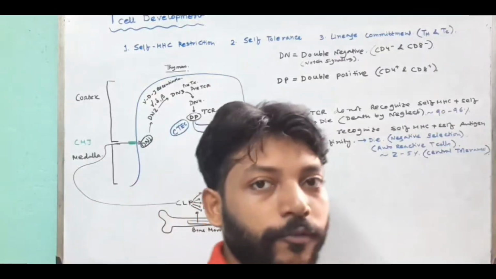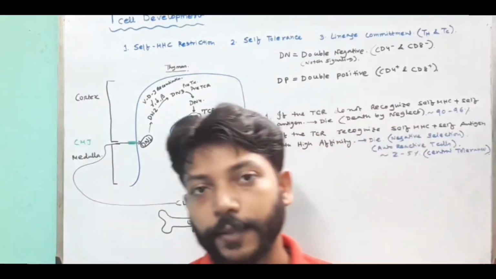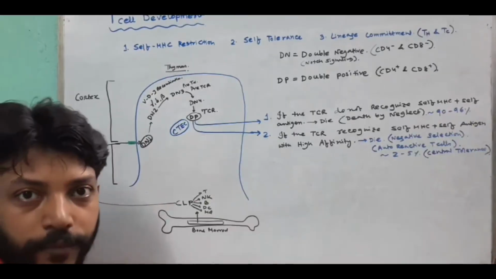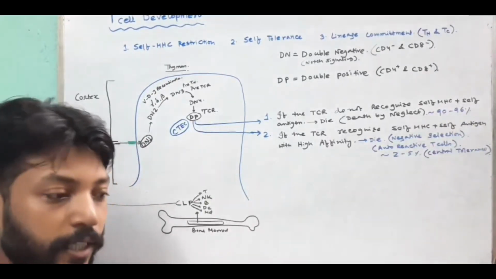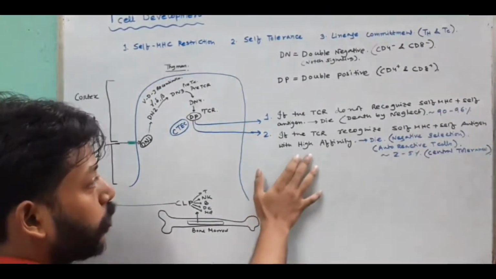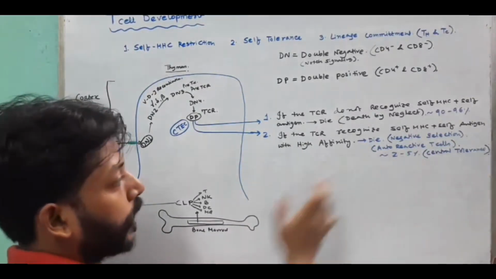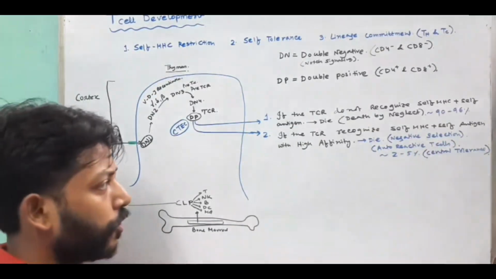There is another type of tolerance that occurs, called peripheral tolerance. When these T cells or B cells come out into the periphery, they again give examinations so that they do not recognize the self-antigen with high affinity. They also go through peripheral tolerance. So this is central tolerance.